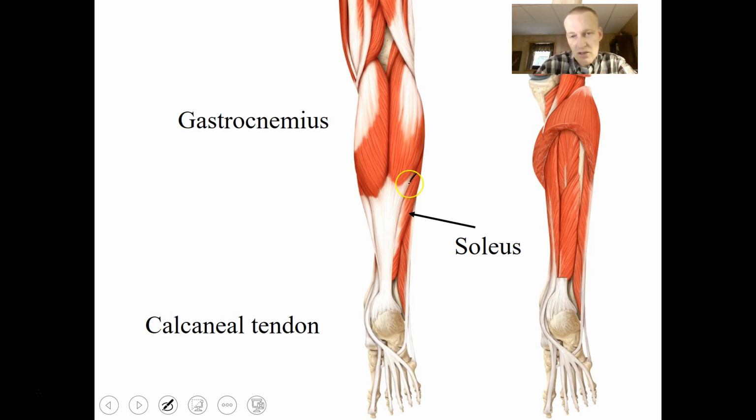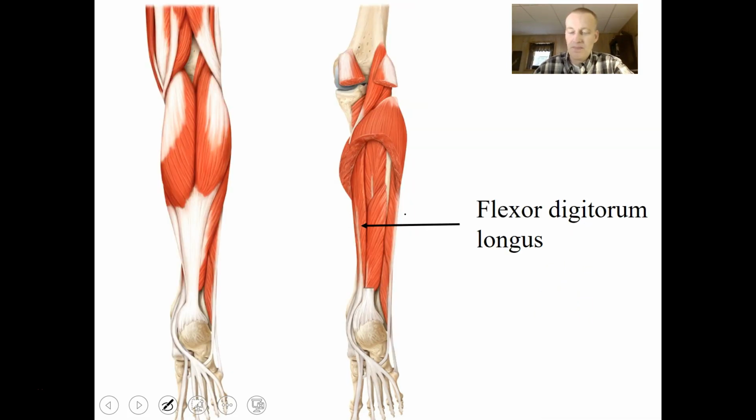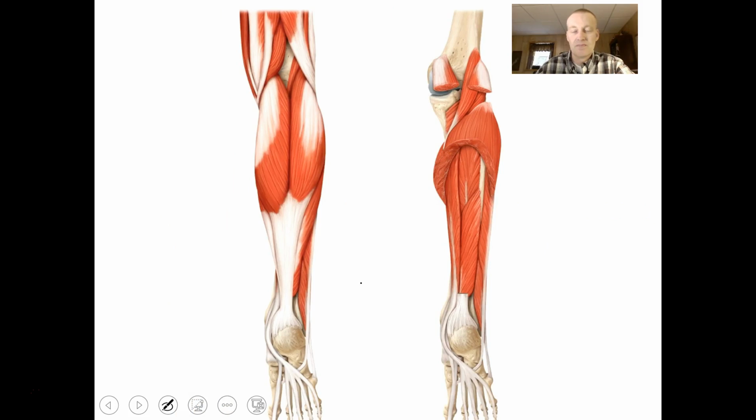A little bit deeper is the soleus. If I were to move the gastrocnemius, you could see it a little bit better. But the soleus is located right there. Cutting away many of the muscles, you can see the flexor digitorum longus. This is going to allow you to stand on your toes. So flexor digitorum longus.